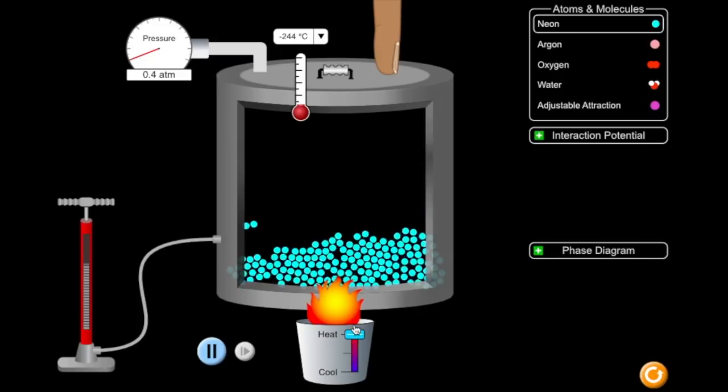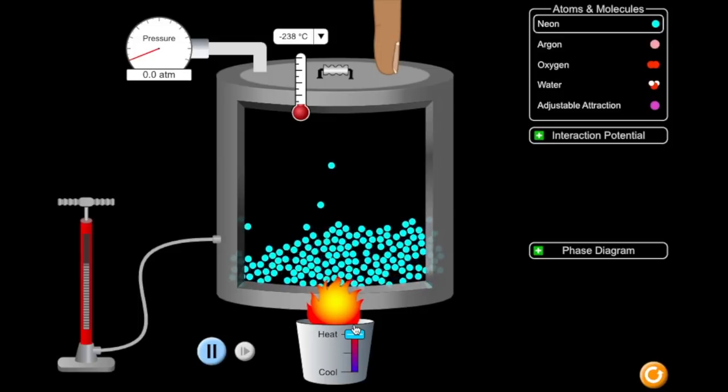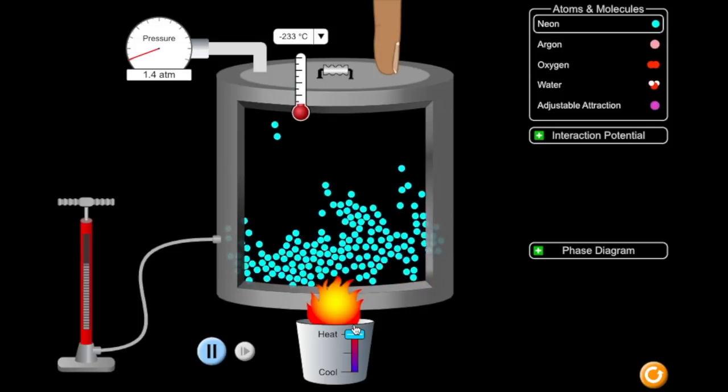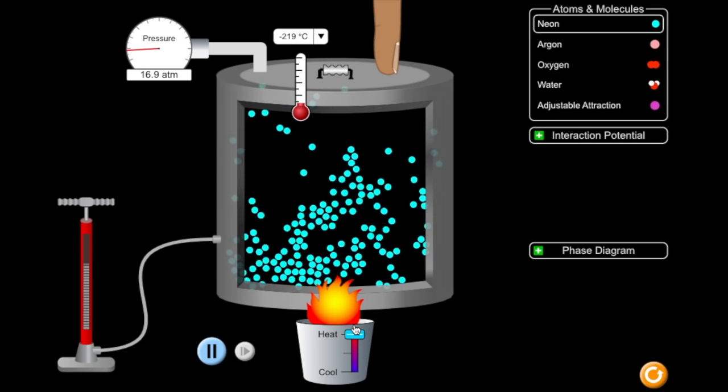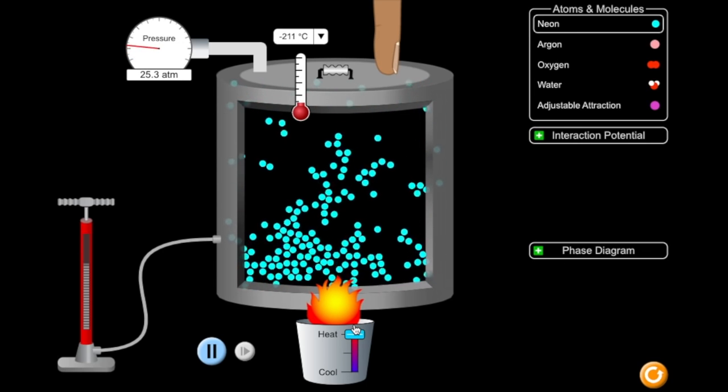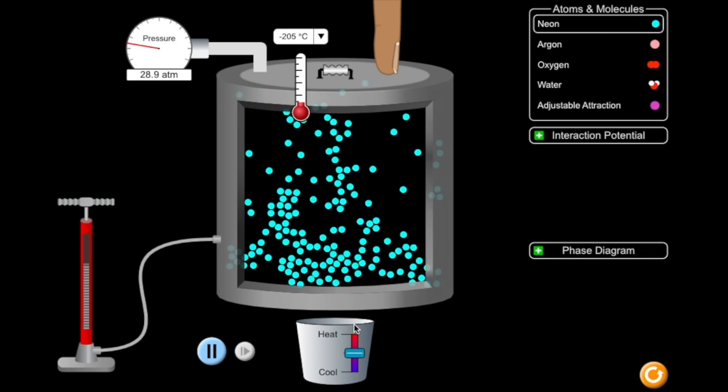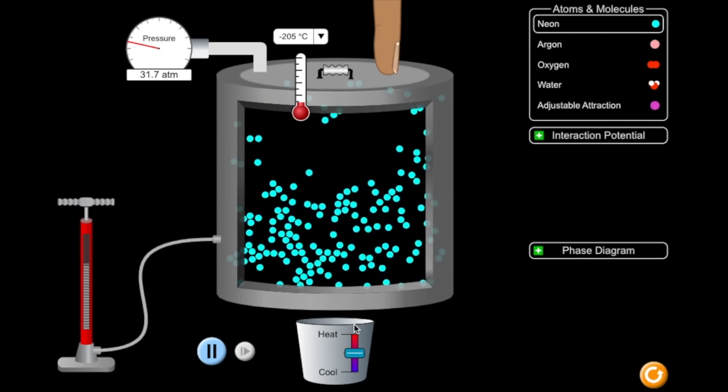So opposite question, what happens if I heat these particles back up? You can see as I'm adding heat, they start to get faster. I'm adding more energy, so they get faster. And the pressure, take a look at what that's doing and answer the question that's in your notebook.